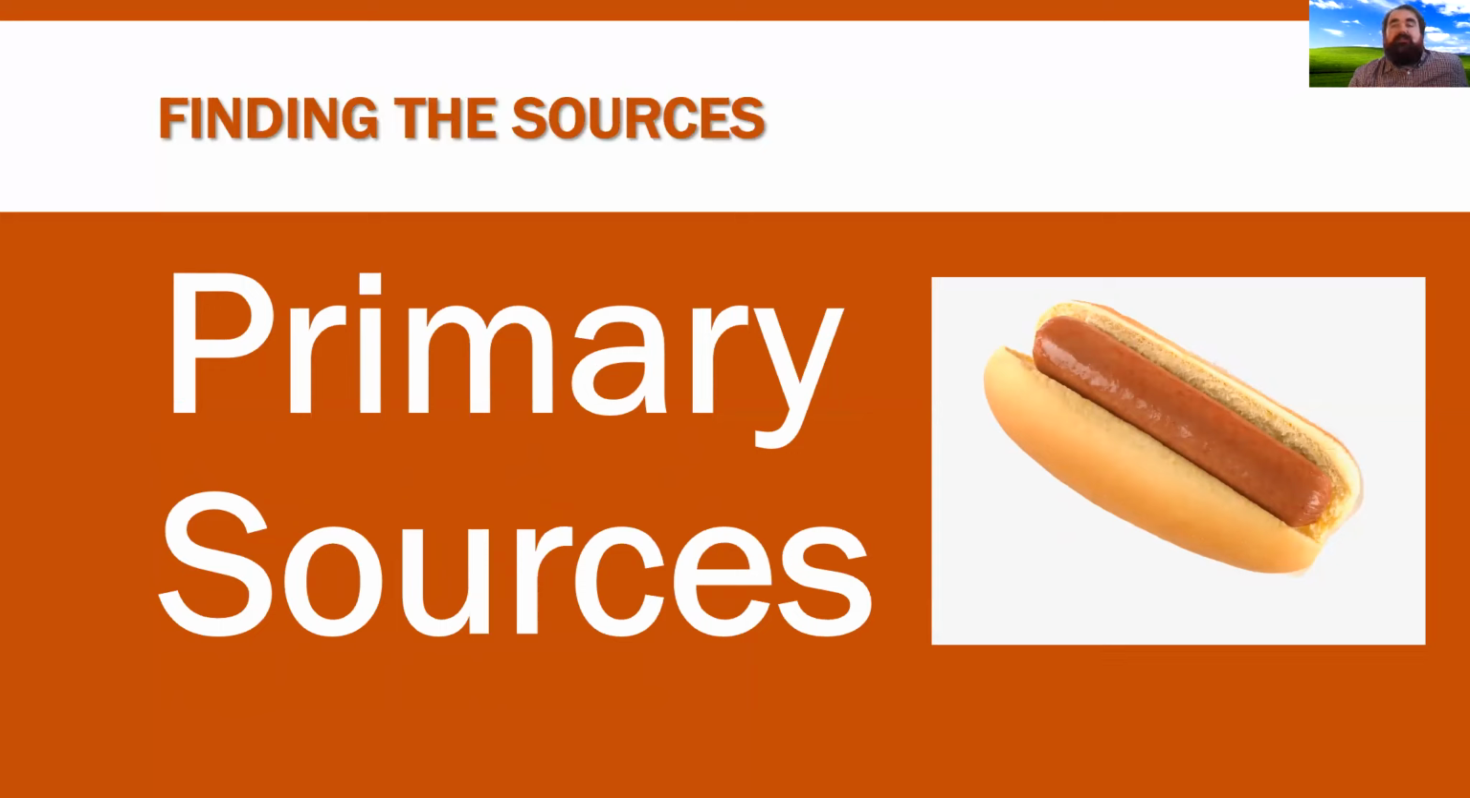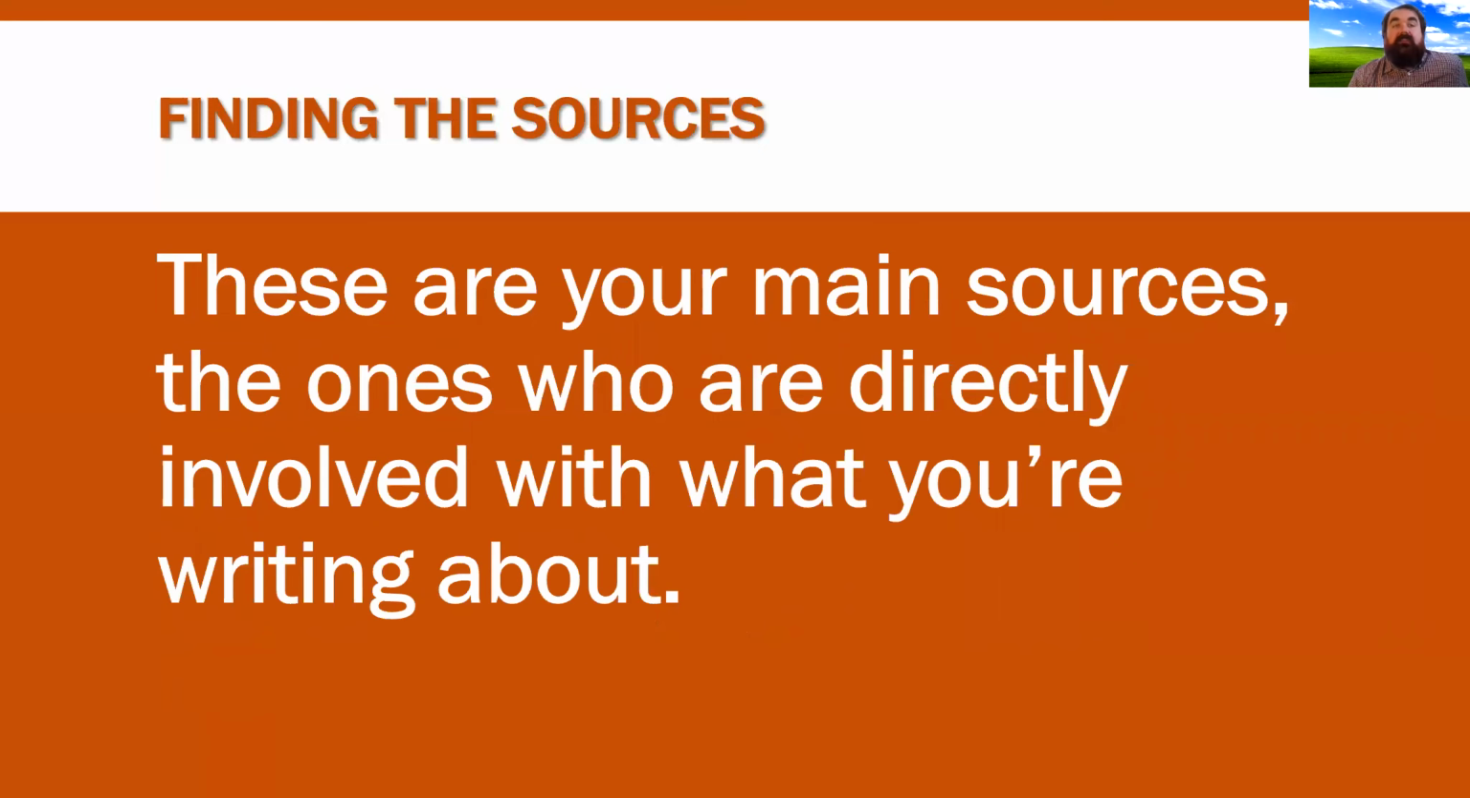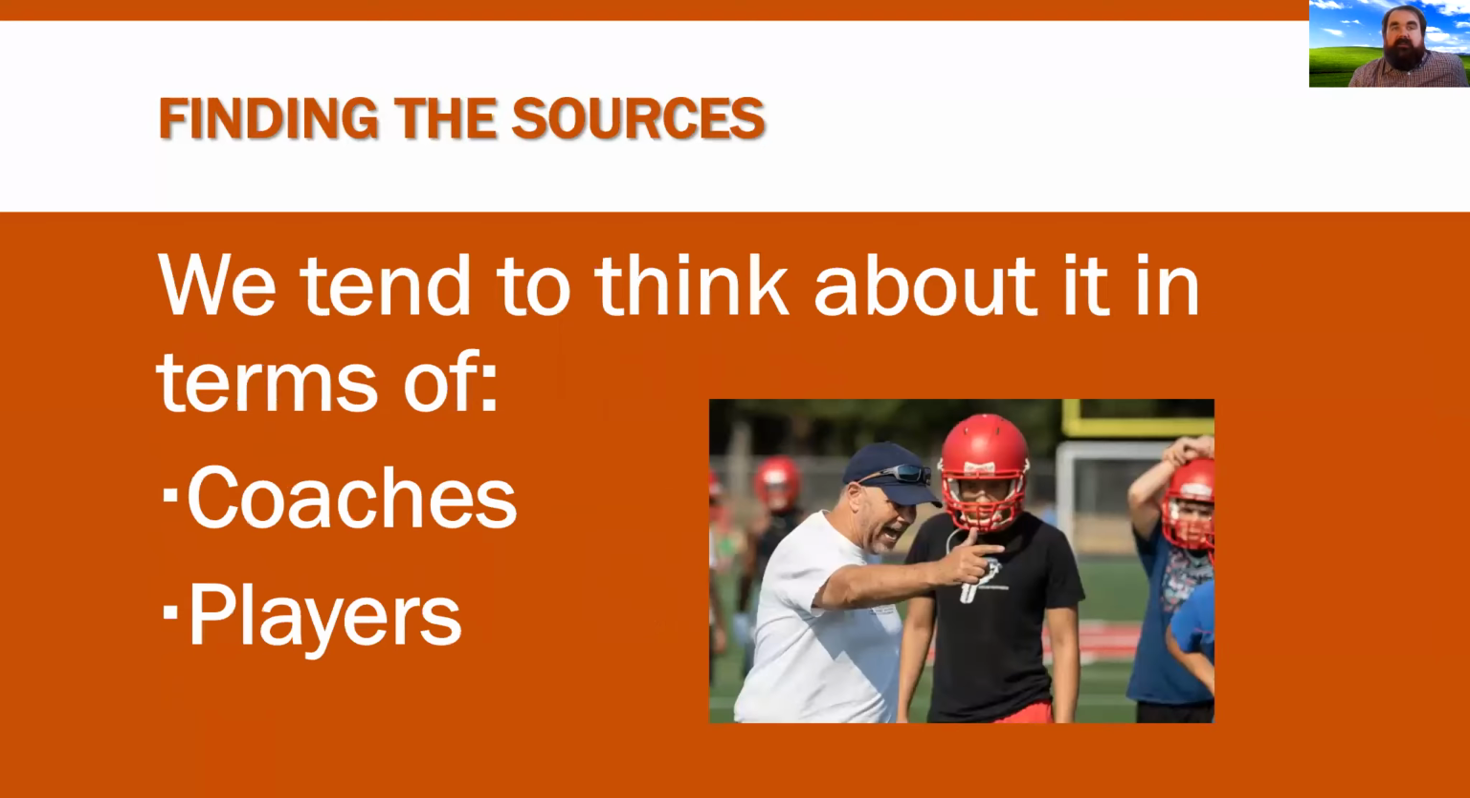If we use a hot dog as a metaphor, then the actual hot dog itself is your primary source. That metaphor will make more sense in a little bit. So these are your main people. These are the ones you are directly writing about. Oftentimes, if we think about the shape that these folks take in sports, it's going to be your coaches or your players.